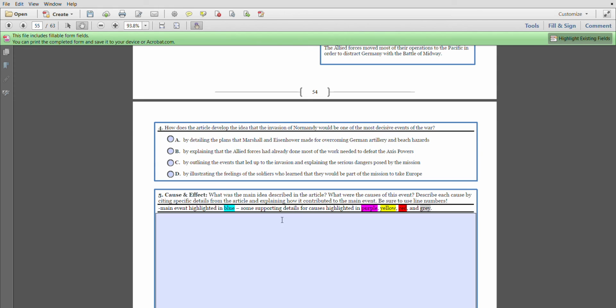5. Cause and effect. What was the main idea described in the article? What were the causes of this event? Describe each cause by citing specific details from the article and explain how it contributed to the main event. Be sure to use line numbers.